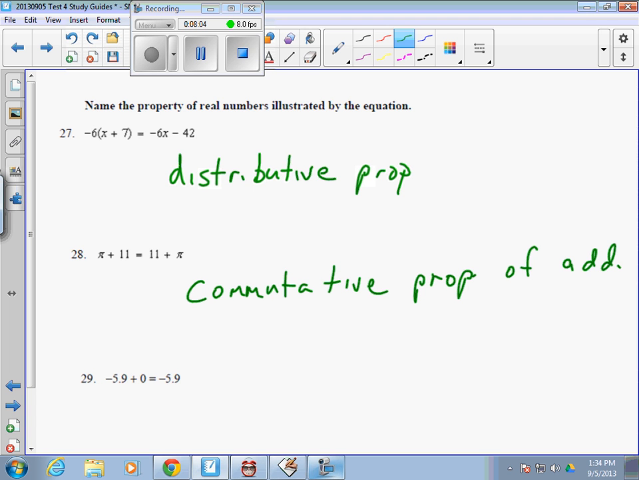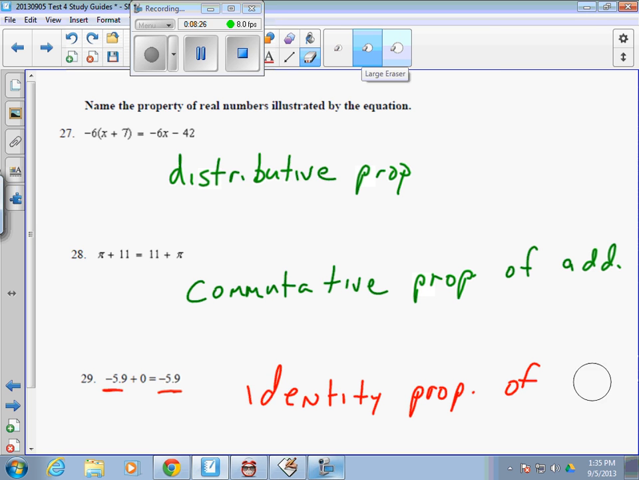Then -5.9 plus 0 is equal to -5.9. Notice what it is when it starts and what it is when it finishes. It's the same. Its identity remains unchanged. Therefore, that's the identity property. And again, that's of multiplication, since you're talking about multiplication, of addition, talking about addition.